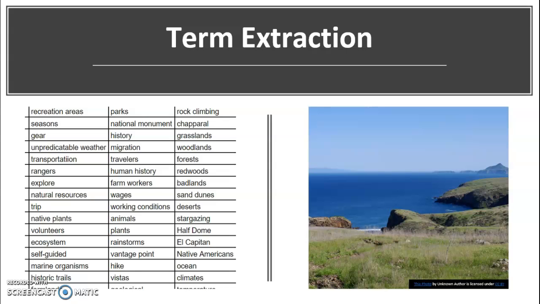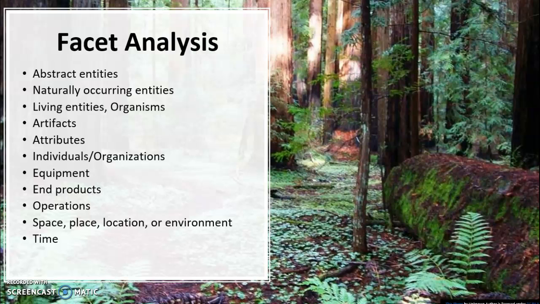Following this, we went forward with our facet analysis, electing to use Aitchison et al.'s fundamental facets to divide our terms into digestible topics such as naturally occurring entities, attributes, organizations, equipment, or space, place, location, and environment. The majority of our terms fell under entities, agents, and operations.